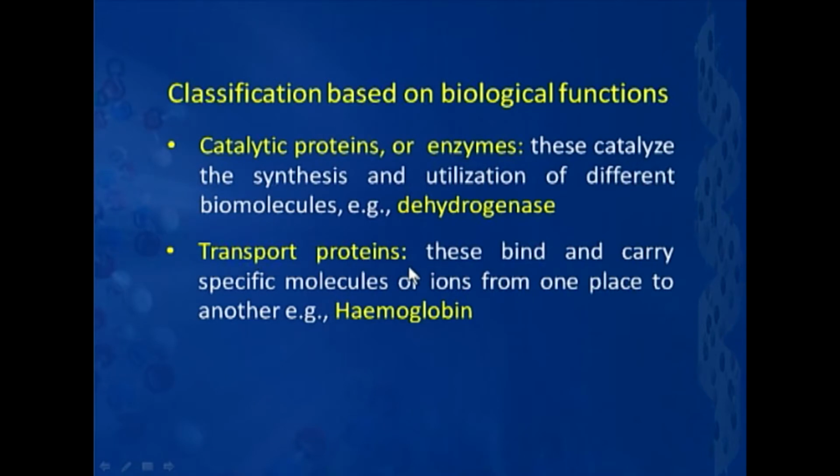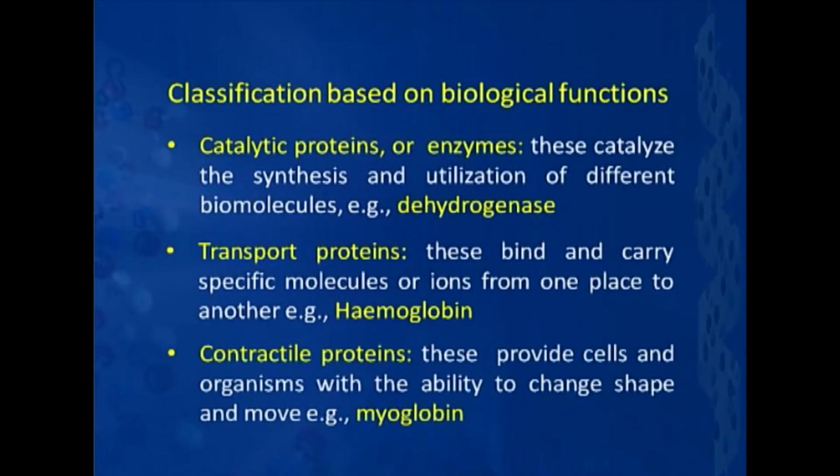That means these are the proteins which bind and carry specific molecules or ions from one place to another in the body. The most common example happens to be hemoglobin. We know that hemoglobin is the one which carries oxygen in our body, or even carbon dioxide. So that is a transport protein.